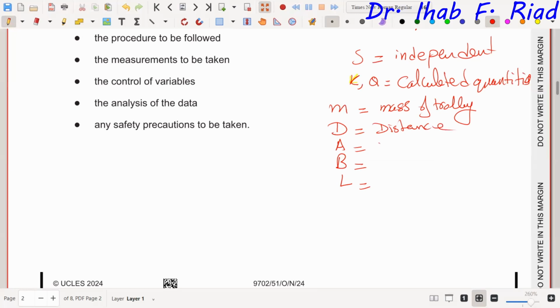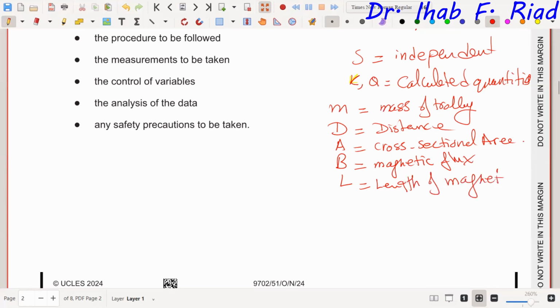A is the cross-sectional area. B, magnetic flux, right? Magnetic flux. L, length of magnet, right?